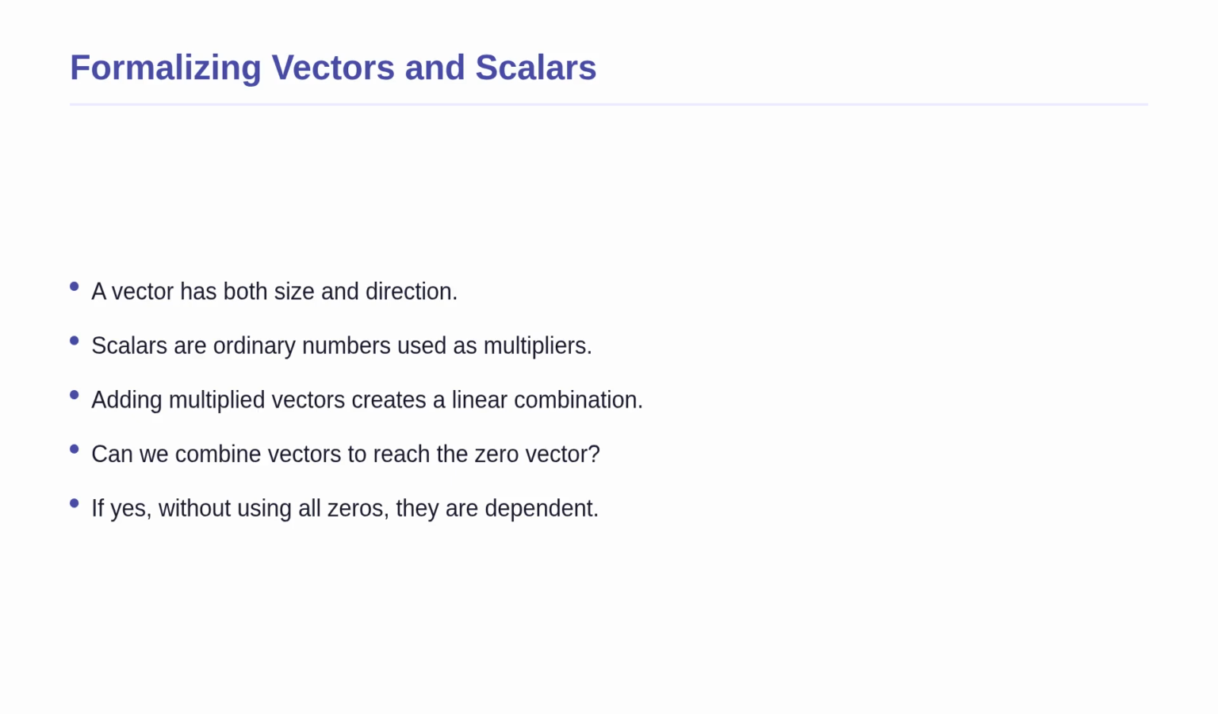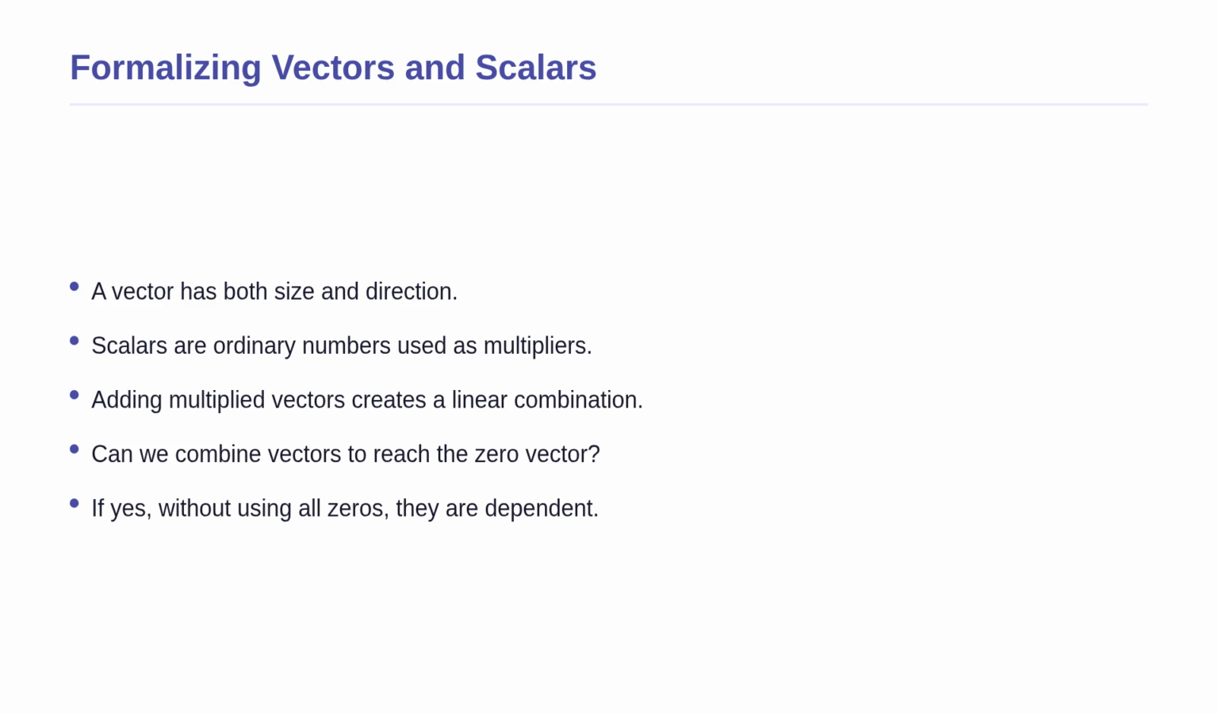Now that we understand the intuition of redundant directions, let us translate this into formal algebra. A vector is simply a mathematical object that has both a size and a direction, often written as a list of numbers. When we multiply these vectors by ordinary numbers, which we call scalars, and add them together, we are creating what is known as a linear combination.